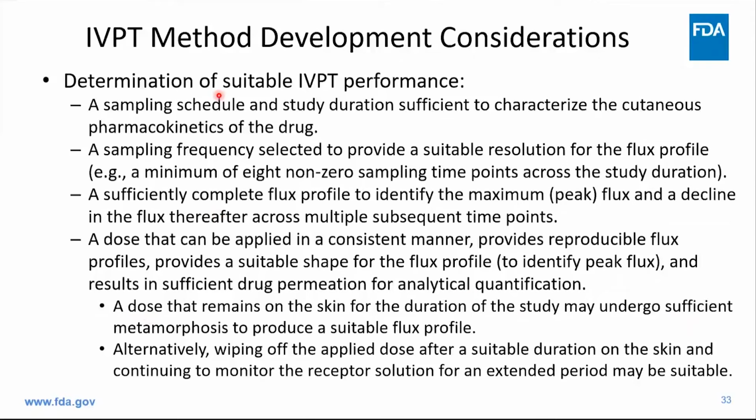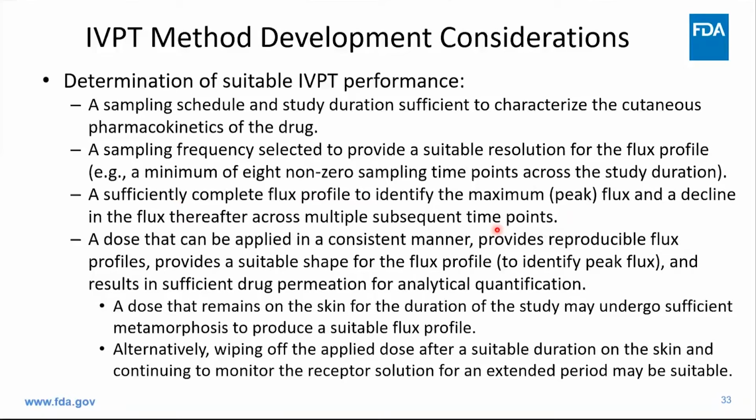Now, in terms of how you know whether you have suitable IVPT performance during method development, a sampling schedule and a study duration should be sufficient to characterize the cutaneous pharmacokinetics of the drug, meaning that the sampling frequency is selected to provide a suitable resolution to the flux profile. Typically, this means a minimum of 8 non-zero sampling time points across the study duration, which may be 24, 48, 72 hours. You also want to have a sufficiently complete flux profile to identify that maximum peak flux, and then ideally the decline of the flux thereafter across multiple subsequent time points.